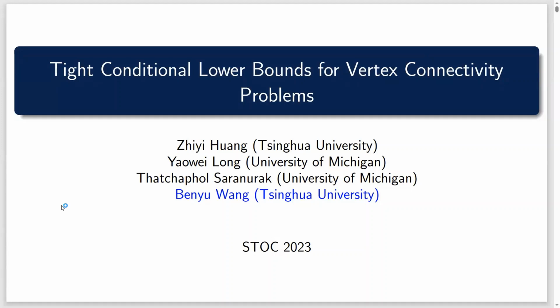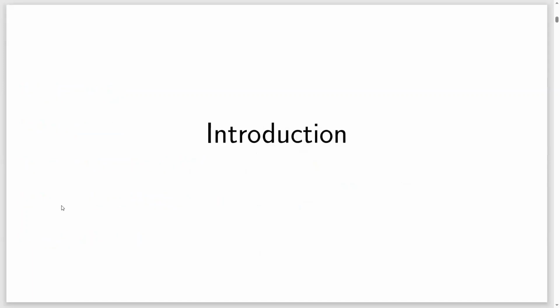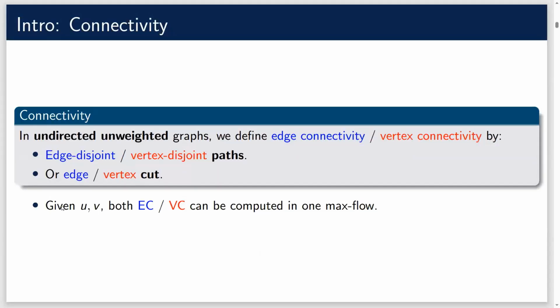This is a joint work with Zhiyi Huang, Yaowei and Thatchaphol Saranurak. We begin with an overview of our paper, and we introduce what vertex connectivity is and what our results are. First, connectivity. Edge connectivity and vertex connectivity are both really fundamental concepts in graph theory. We can define them in the flow view by edge-disjoint or vertex-disjoint paths, or in the cut view by a minimum edge or vertex cut.